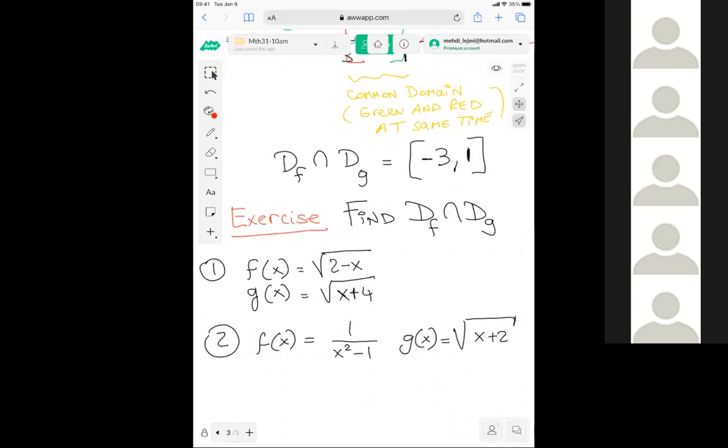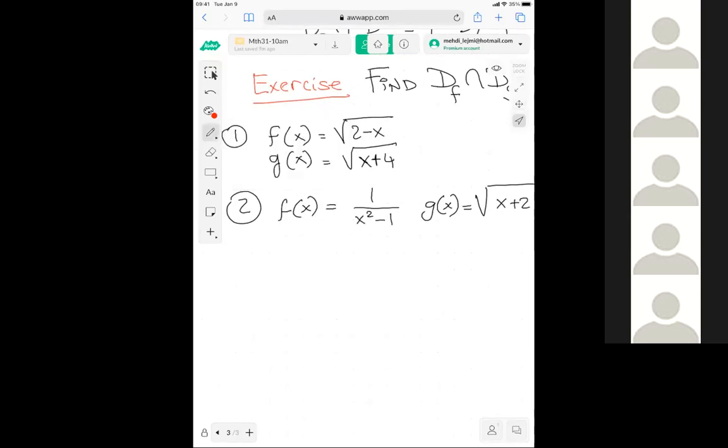All right, guys, I guess we don't have much time. So let me just start with number one. Number one is almost the same as the previous example. We have three steps. Step one, you need to find the domain of f of x, which is the square root of two minus x. We don't have division, we only have a square root, and the expression under the square root must be positive or zero. So two minus x must be positive or zero.